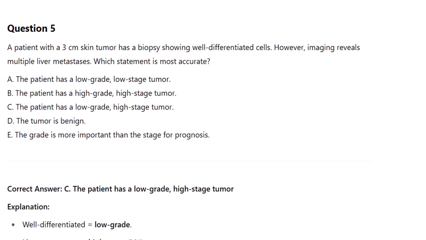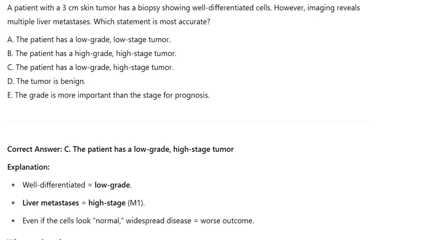Question 5. A patient with a 3-centimeter skin tumor has a biopsy showing well-differentiated cells. However, imaging reveals multiple liver metastases. Which statement is most accurate? A. The patient has a low-grade, low-stage tumor. B. The patient has a high-grade, high-stage tumor. C. The patient has a low-grade, high-stage tumor. D. The tumor is benign. E. The grade is more important than the stage for prognosis. Correct answer C, the patient has a low-grade, high-stage tumor.